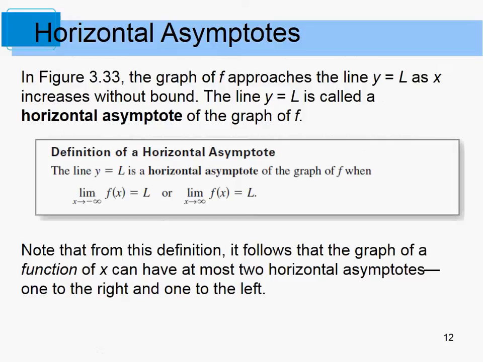Well, totally not in this. That would be a polynomial as opposed to a rational function, and any polynomial at infinity is going to go to infinity, and we'll talk about that in a little bit too. Right now, we're just talking about rational functions where we have something divided by something.